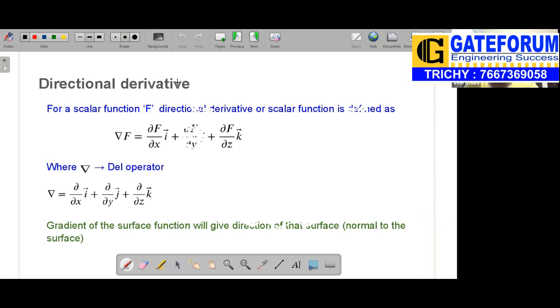Something called directional derivative. Okay, so in calculus we have seen differentiation, correct? So what is differentiation? Basically it will give how fast something is changing. Yes or no? Differential calculus we used to see. There we saw that when we take a differentiation, it tells how fast or how slow my function is changing, correct?